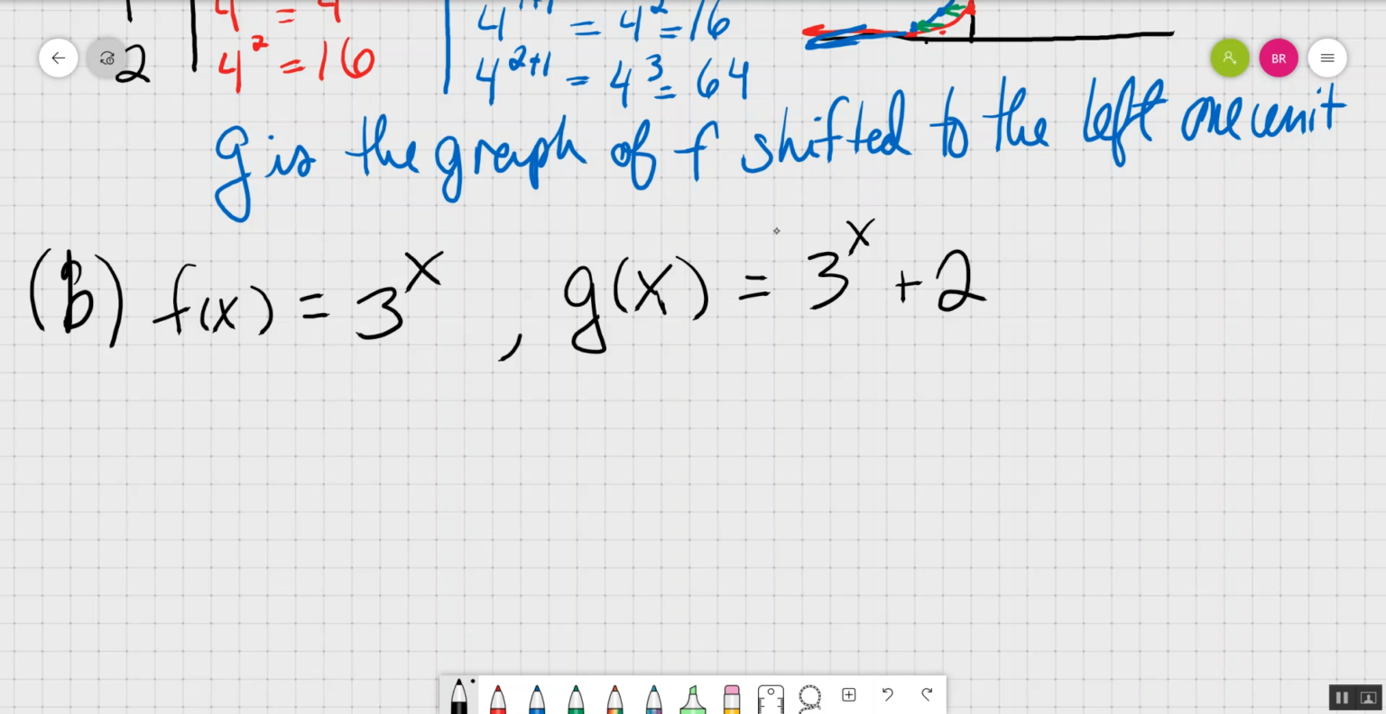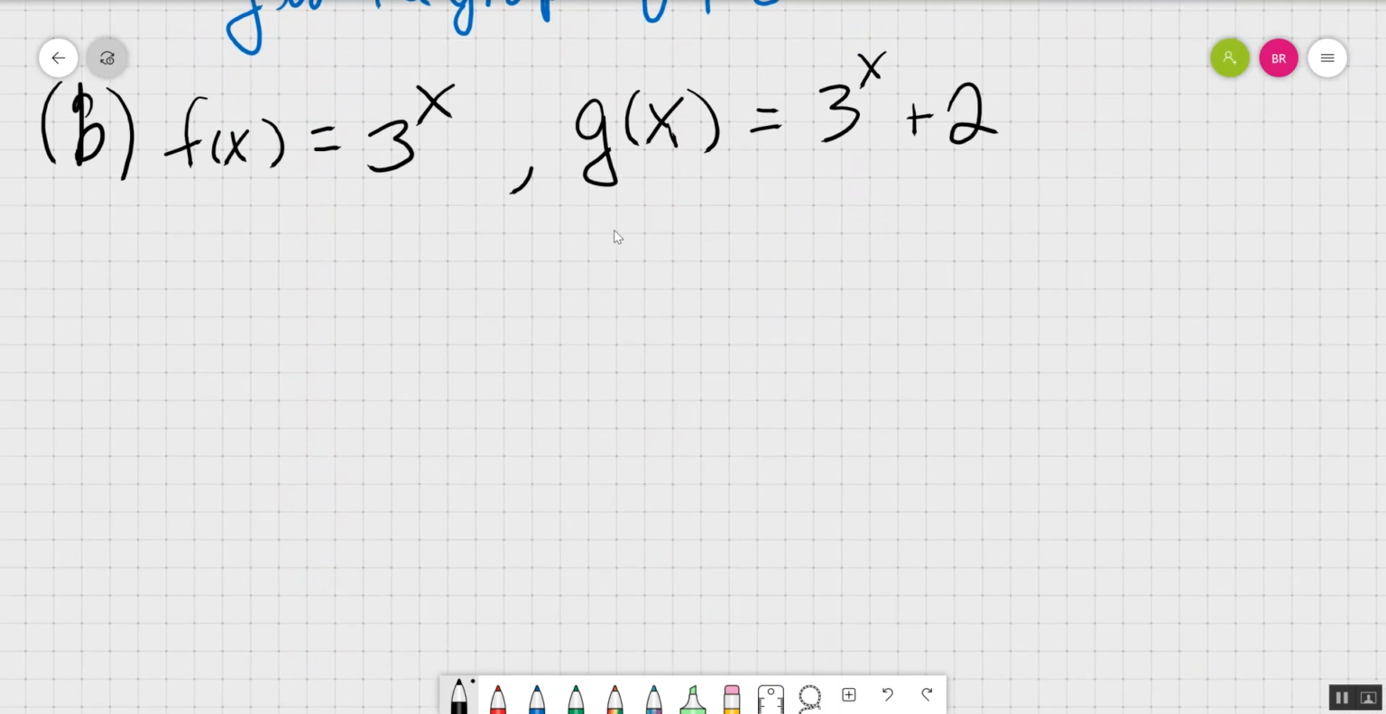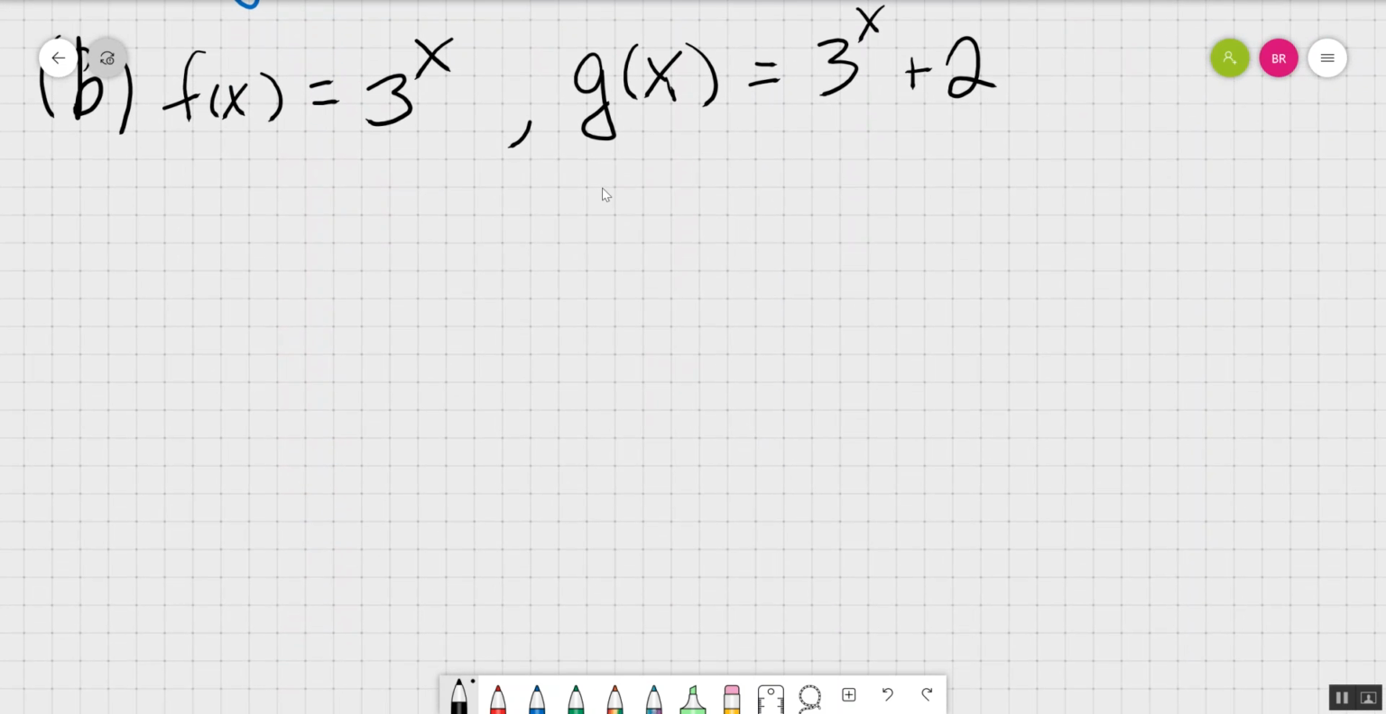So we're going to ask ourselves, what's going to happen if I add the 2 down here, not in the power? What's going to happen to the graph? Hopefully you have some instincts as to what's going to happen. If not, that's okay. We're going to do it real quick, and then you'll see what happens.